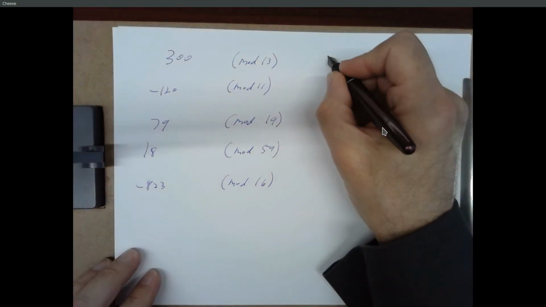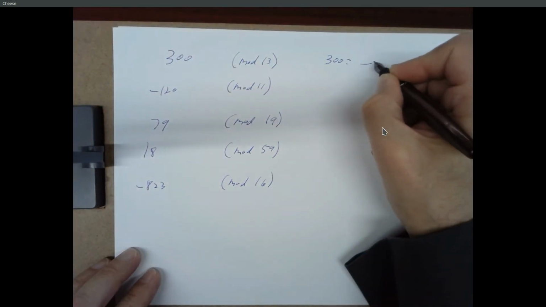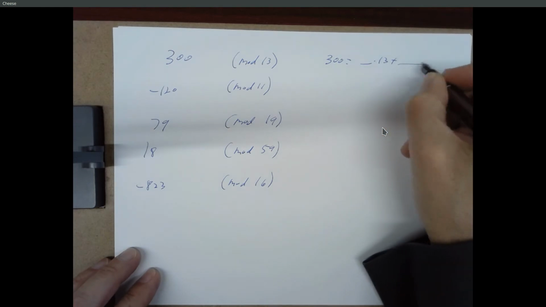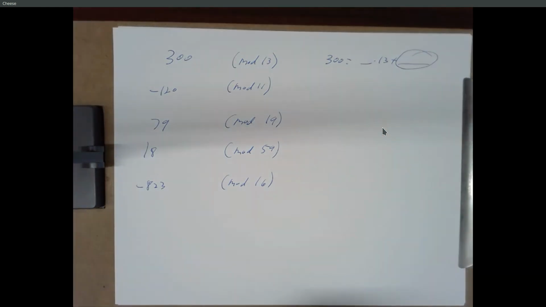All right, so your goal is to write 300 equals something times 13 plus some remainder. That remainder is going to be your answer, as long as it's between 0 and 12 in this case. You can do this by trial and error. You can see how many times 13 goes in. 130 is a multiple of 13, 260 is a multiple, and you can work it through like that.